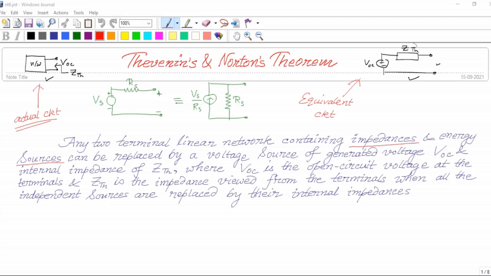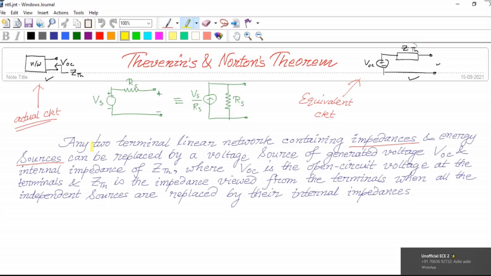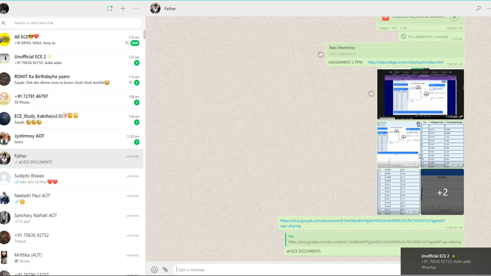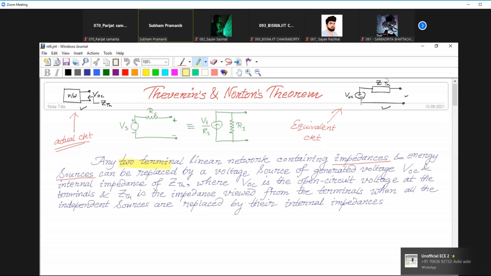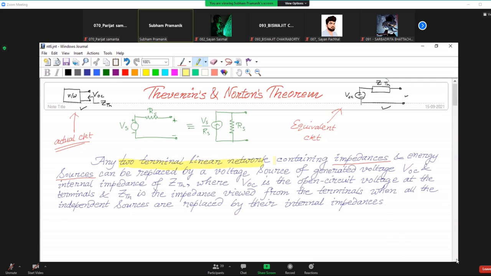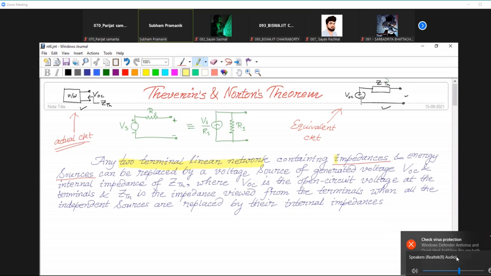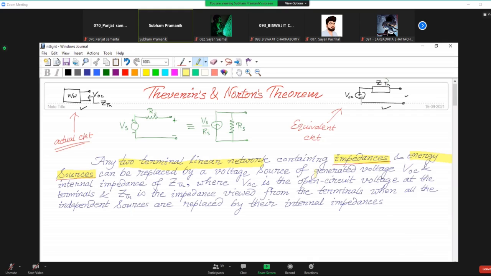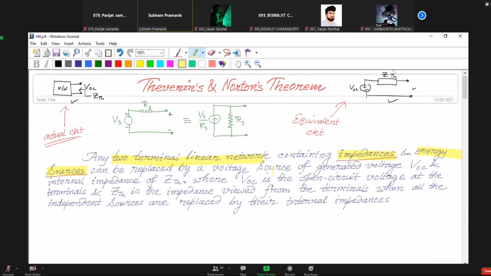So first of all, let's concentrate on the statement. I have written the statement in blue color. As you can see, I'm highlighting that any two-terminal linear network containing an energy source. These 2 points are important. You see, any two-terminal linear network containing impedance and energy sources. That means it can be a black box like.